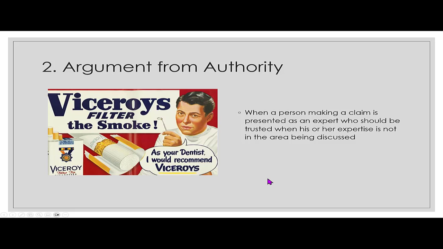The next is the argument from authority. So a person making a claim is presented as an expert who should be trusted when his or her expertise is actually not in the area being discussed.